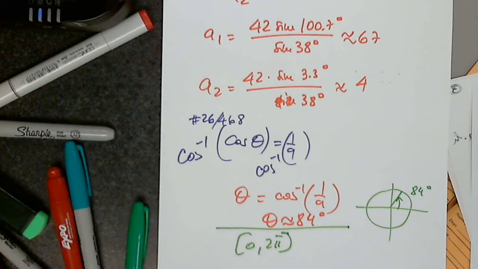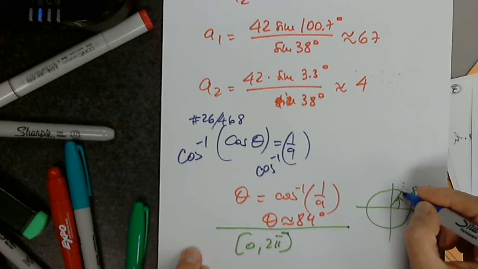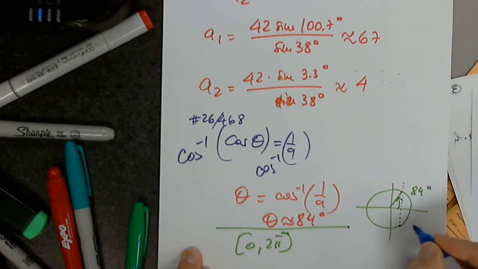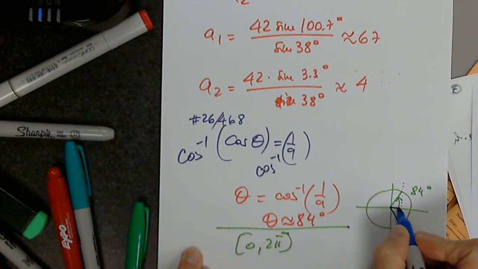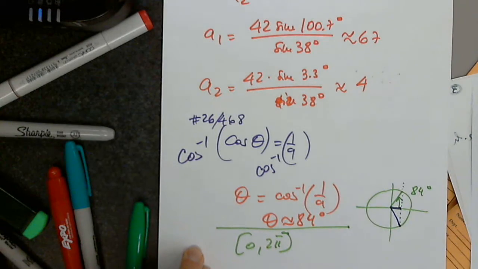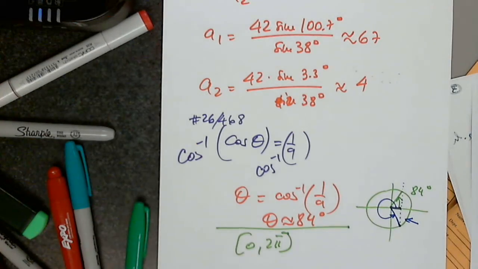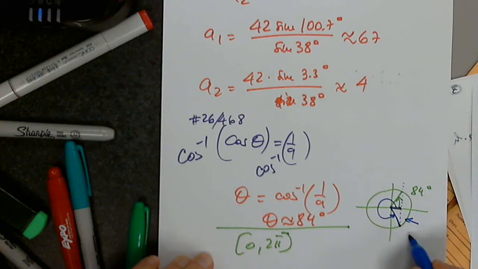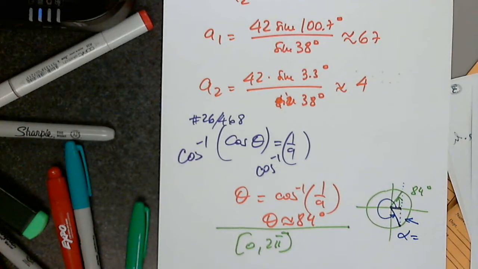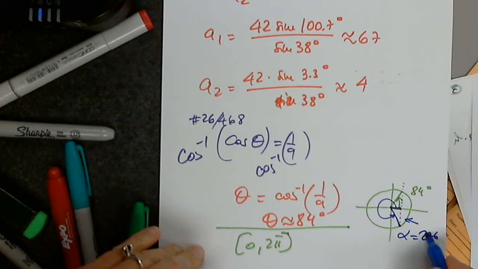Which other angle on the unit circle will have the same cosine? Here's what I do. It has to have the same sign for cosine. So this will be the other angle. What is its reference angle? 84. And how do I get that? From 360 minus 84. Exactly. So what will that angle be? I'm going to call it alpha. 360 minus 84 is 276 degrees.